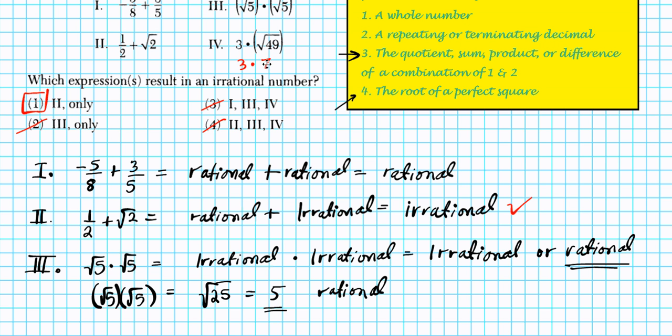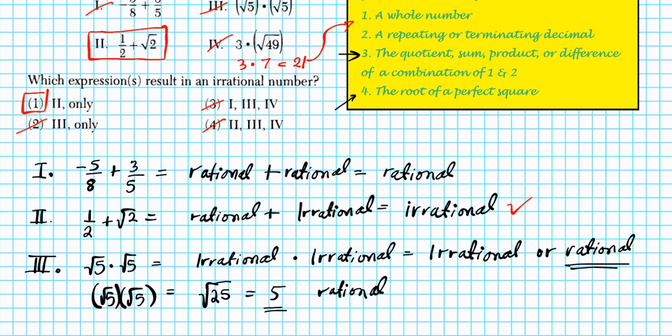Rational times rational, guess what? Is always rational. 3 times 7, 21. That is a whole number. And that's a rational number too. So we don't want that. We don't want that. We don't want 1 or 3. We only want the irrational number.